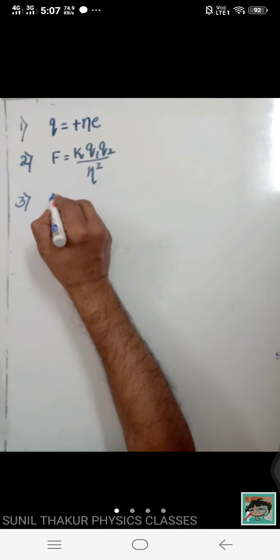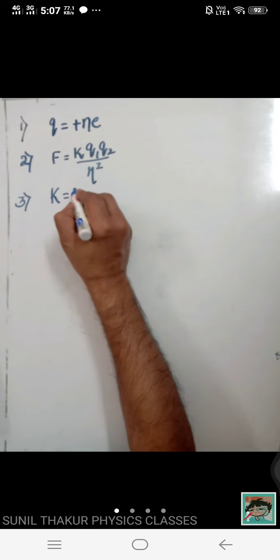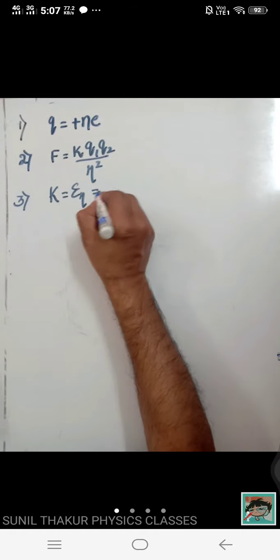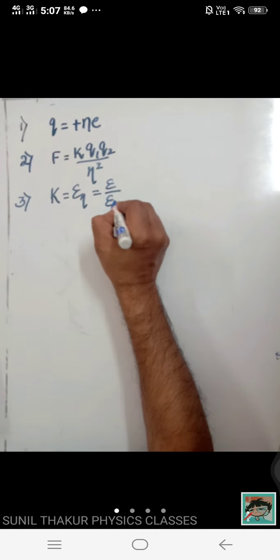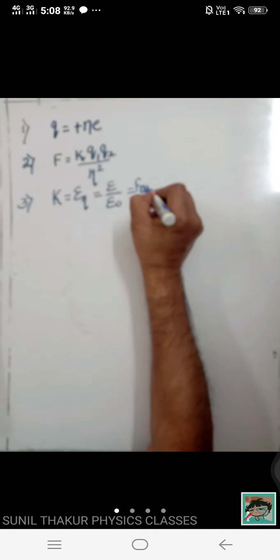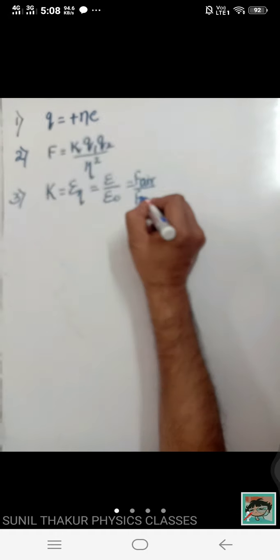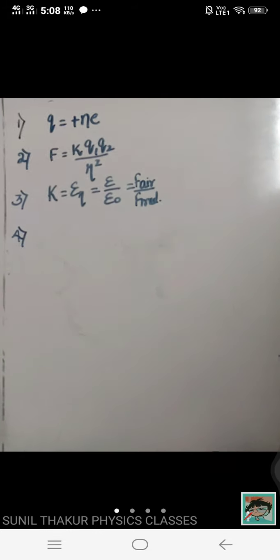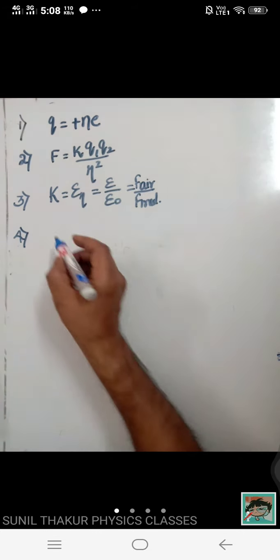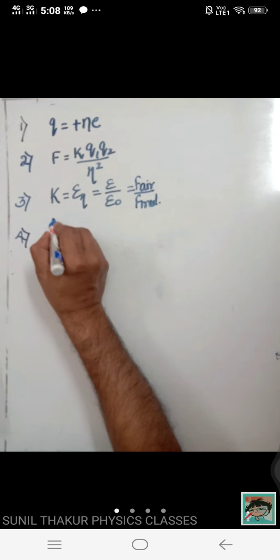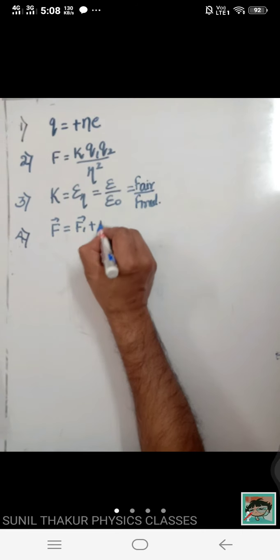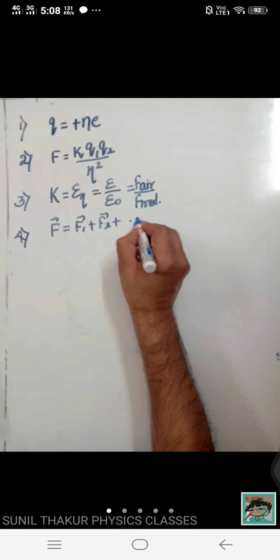Then k, that is epsilon r, the dielectric constant or relative permittivity, is equal to epsilon by epsilon naught, that is equal to F air upon F medium. We have already done that force is a vector quantity, so the superposition principle of force states that the net force acting on the system must be equal to F1 plus F2 plus so on.